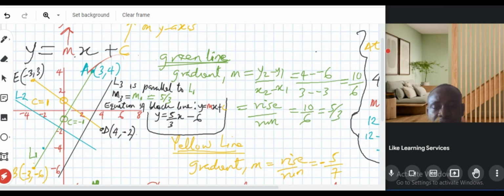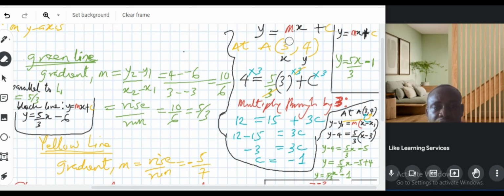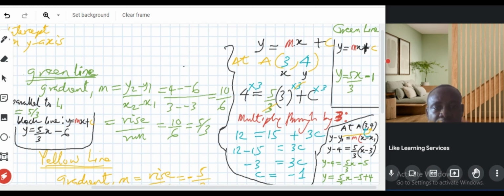So for coordinate A, which is 3, 4, the 3 is for x, the 4 is for y. Again, we are substituting it into this equation, y equal to mx plus c. So y is 4, so 4 is equal to the gradient. We already found the gradient, which is m, as 5 over 3. So 5 over 3 times x, because it's mx. x is 3, so 5 over 3 times 3, then plus c.